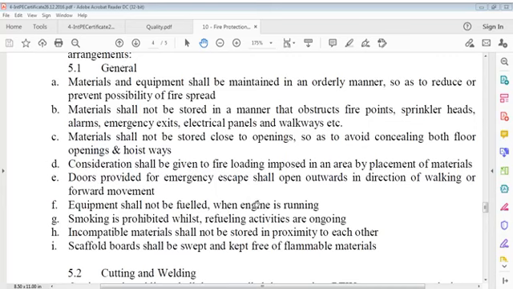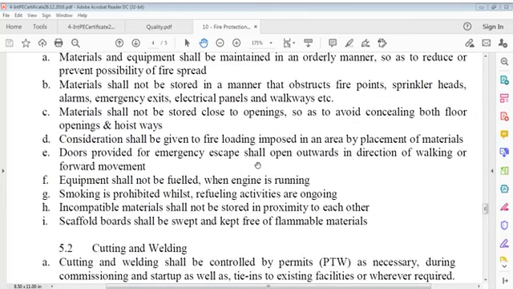Materials shall not be stored in a manner that obstructs fire points, sprinkler heads, alarms, emergency exits, electrical panels and walkways, etc. Material shall not be stored close to openings so as to avoid concealing both floor openings and hoistways. Consideration shall be given to fire loading imposed in an area by placement of materials.